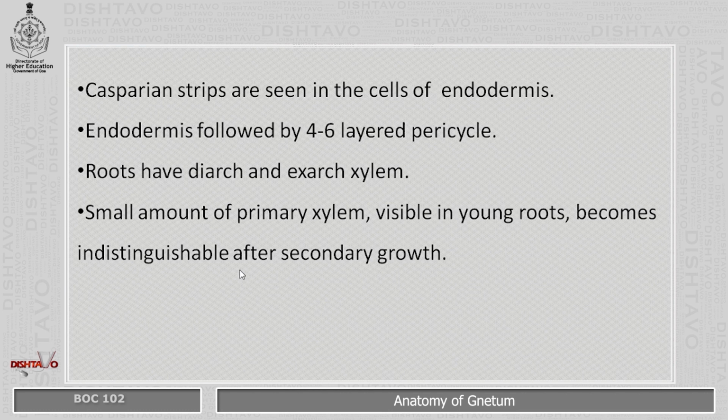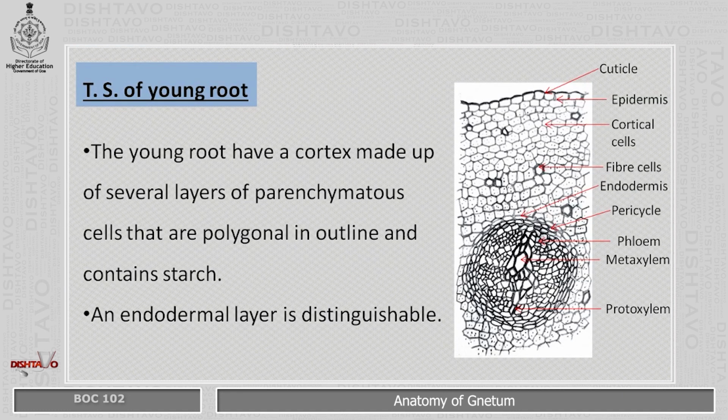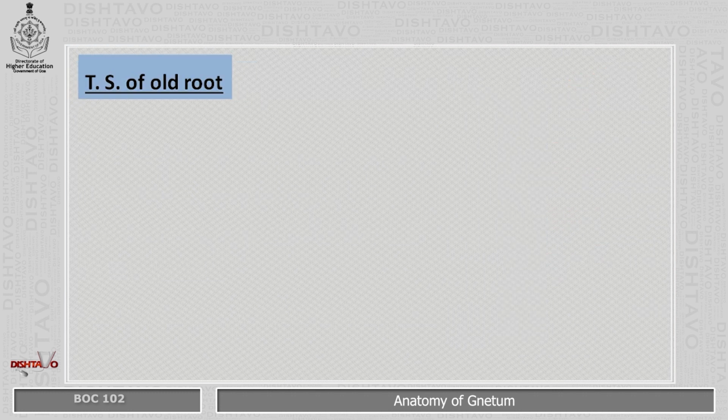Lastly, a small amount of primary xylem visible in young root becomes indistinguishable after secondary growth. So whatever xylem that we can see here, that is the protoxylem and metaxylem, will not be present when the secondary growth takes place in the root of Neem. Now coming to the T.S. of old root of Neem.